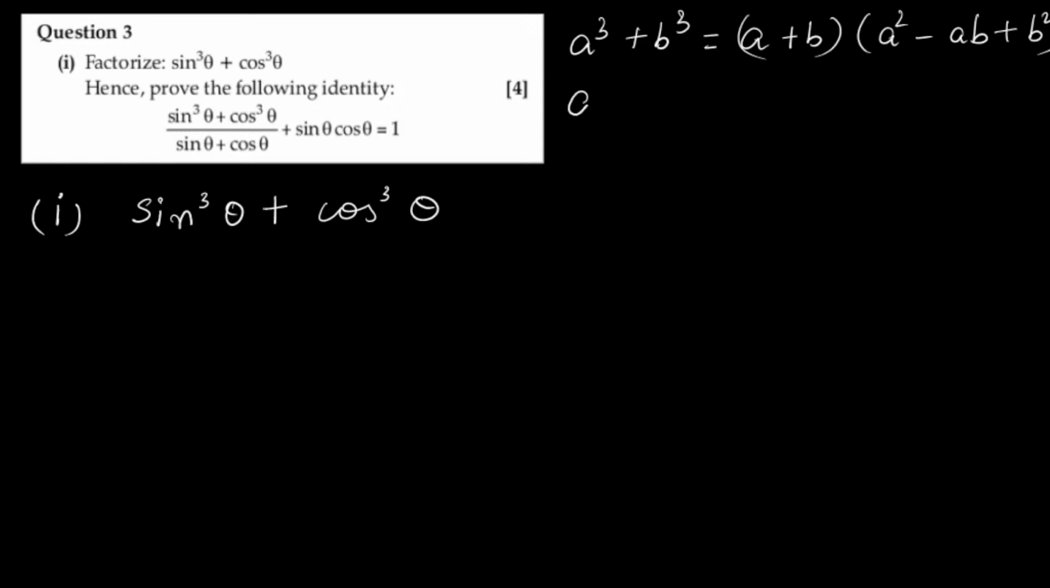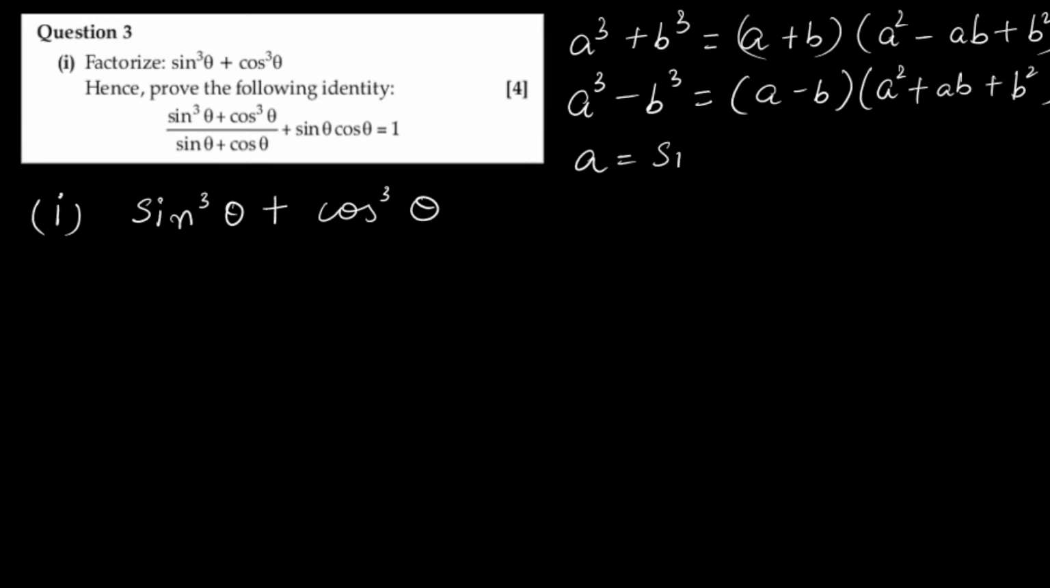I'll tell you the identity for a cube minus b cube also. You can make a note of the identities because you have to write them down. So a cube minus b cube is equal to a minus b into a square plus ab plus b square. You have to remember the identities. You can make a note. So here A is equal to sine theta, and B is equal to cos theta.